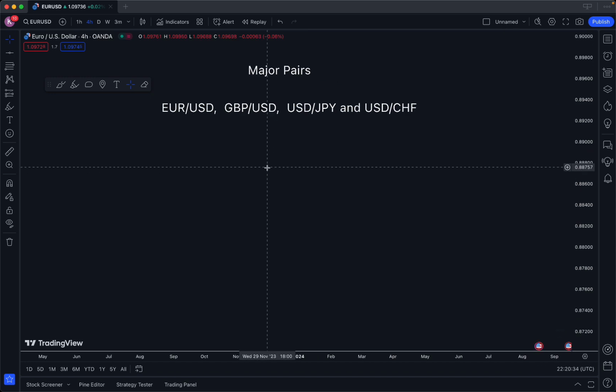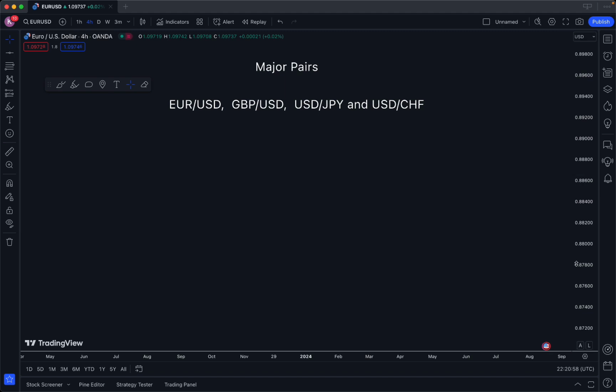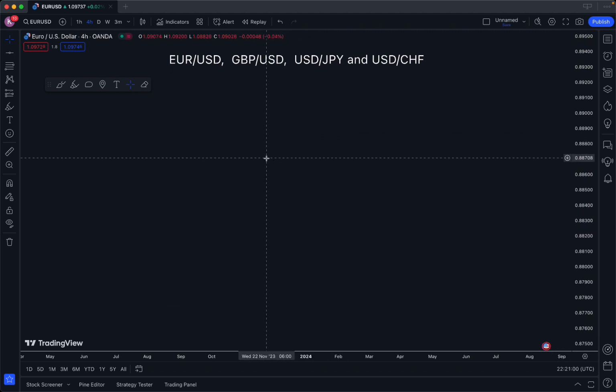So these are the main or the major pairs. They are the most traded currency pairs in the forex markets. Among these, the Euro USD is the most traded pair, which takes about 20% of the daily forex market, followed by USD JPY. Aside from these four pairs, we have other three pairs which are considered as major pairs.